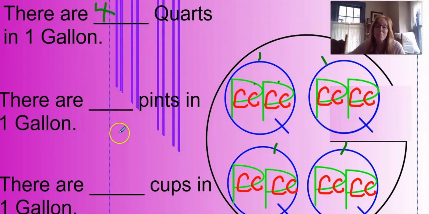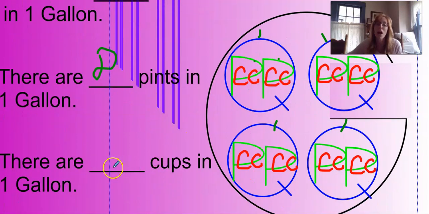There are how many pints in a gallon? Well, we know, remember, every queen had a prince and princess, 2 pints. The P's were the pints. The prince and princesses were the pints. So there are 4 queens or 4 quarts, with 1 queen having 2 pints. So we have 4 groups of 2. So 4 times 2 is, hopefully you see that there are 8.